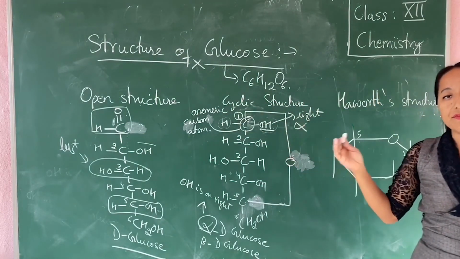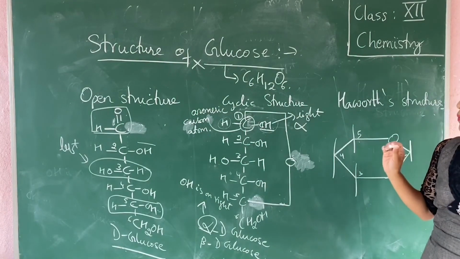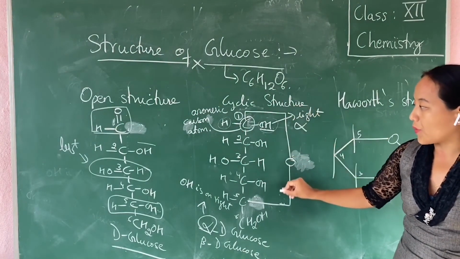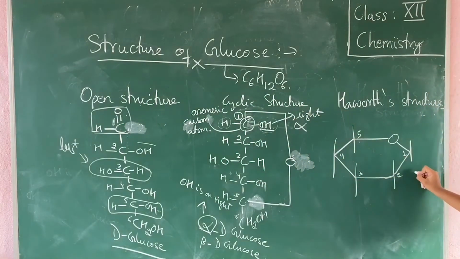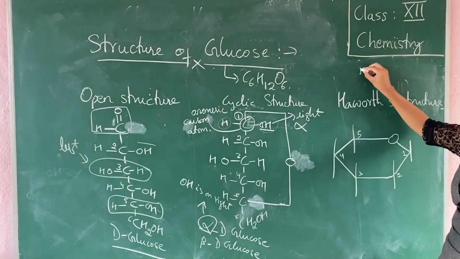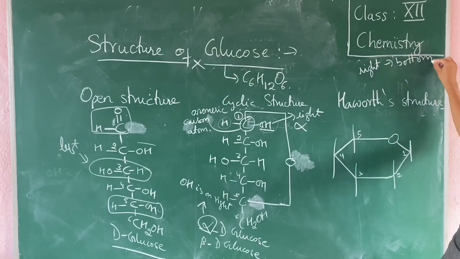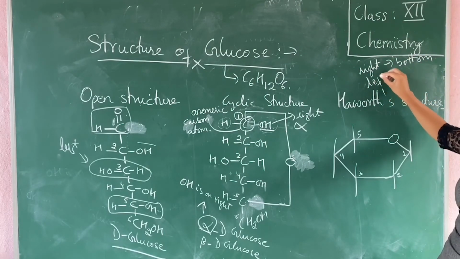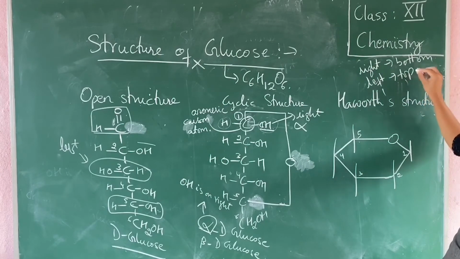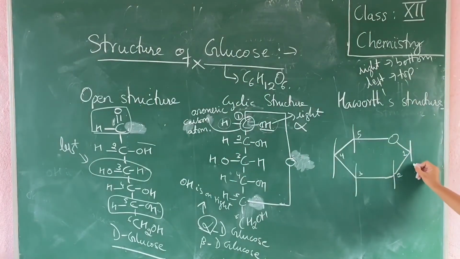So how do you decide which will come on the top or which will come at the bottom? For that you need to remember that whatever is on the right will go at the bottom, whatever is on the left will come on the top. Right will go to the bottom and the left will come on the top. So first carbon has OH on the right hand side, therefore this will come on the bottom and the hydrogen will come on the top.